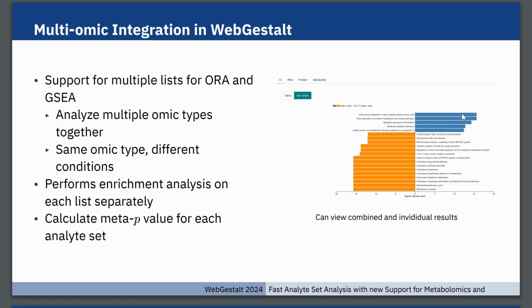On the right is an example of the output from WebGestalt. Here is the output from all three different lists. But you may also be interested in clicking on these tabs to view the individual results from RNA, protein, and metabolite data to observe the differences. Because commonly, RNA and protein may have disagreements in what pathways they think are enriched, and the metabolites are their own world sometimes. So that's something you might be interested in.